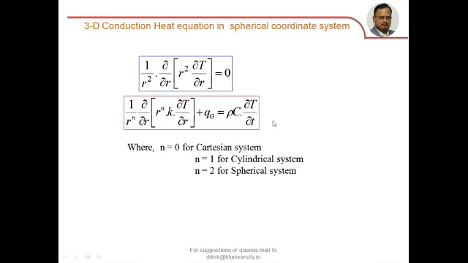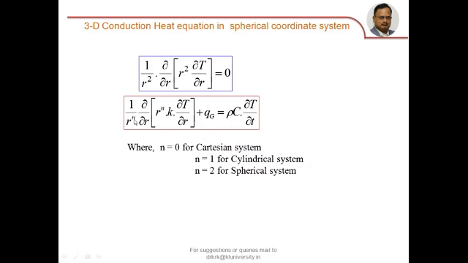If n is 1, this equation is applicable for cylindrical system. If you substitute n equal to 2, then it is applicable for spherical system. N equal to 0, r power 0 is 1, you will get simply ∂/∂r of k ∂T/∂r. So that is ∂²T/∂r². Instead of r, x direction, only one dimensional, you will get ∂²T/∂x² plus q_g by k equal to ρc by k ∂T/∂t. That is for Cartesian system.